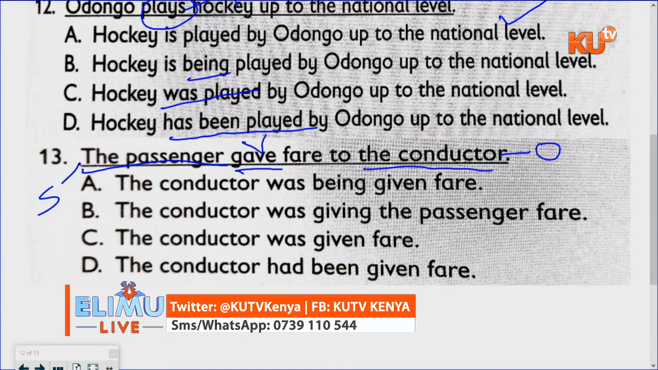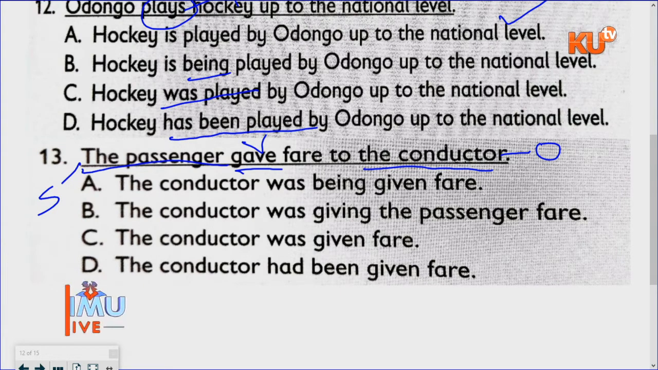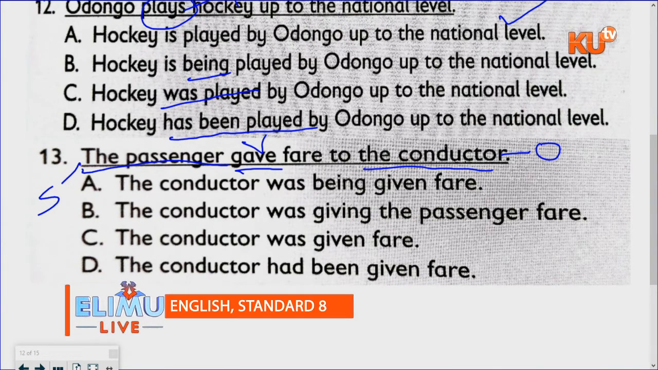not the tense. The passenger gave fare. It is in simple past tense. Give is simple present tense. The conductor was being given. Being given is not correct because that is past continuous.